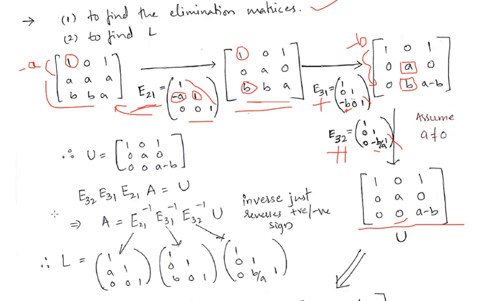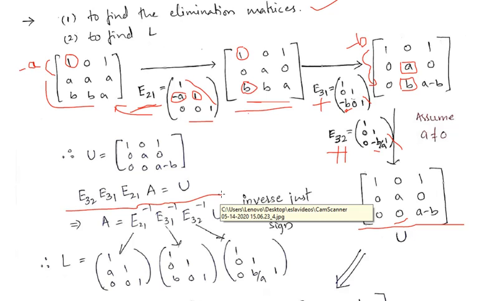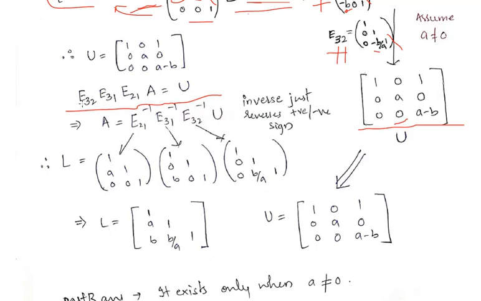So on similar lines, if we multiply the elimination matrices E32, E31, E21, you will get the upper triangular matrix. This can be written as, if you take the elimination matrices to the right hand side, A is equal to E21 inverse, E31 inverse, E32 inverse into the upper triangular matrix which we have found out. So this is nothing but A is equal to LU. What is LU? L and U are the factors of matrix A.